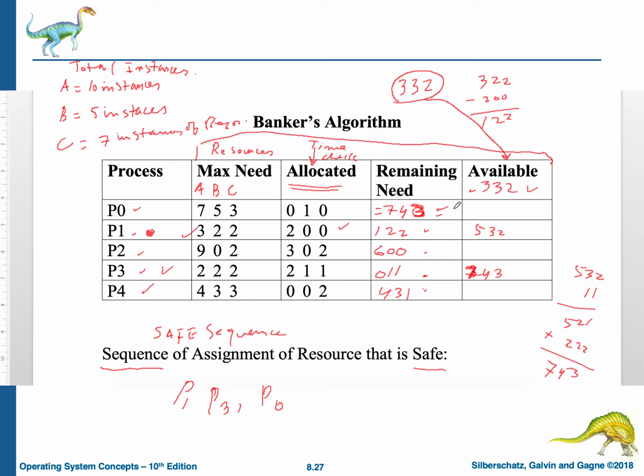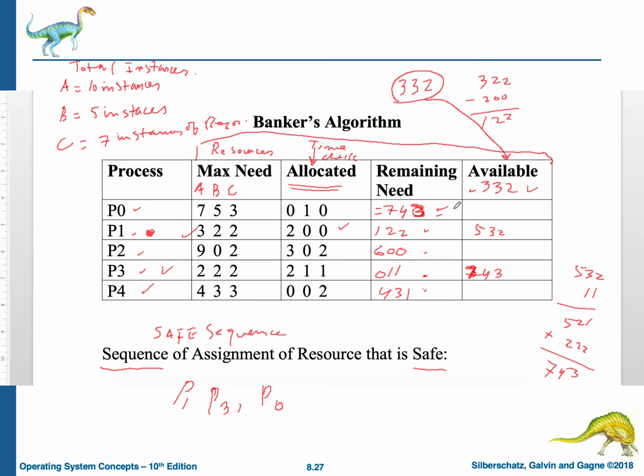Now 753 minus 600, then we have 153 resources remaining if we allocate this. So 600 resources are allocated to P2, and when P2 is completed, then 153 plus 902, the total resources released from here are 1055. Now we have only the last process remaining here.